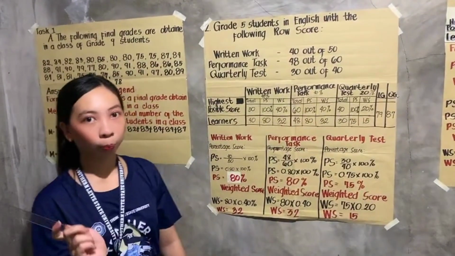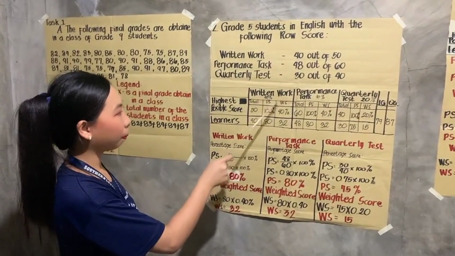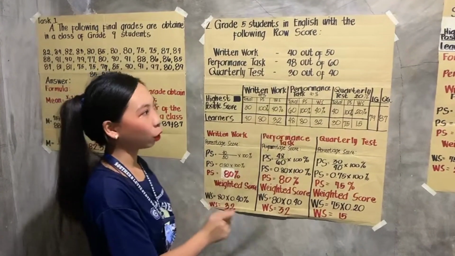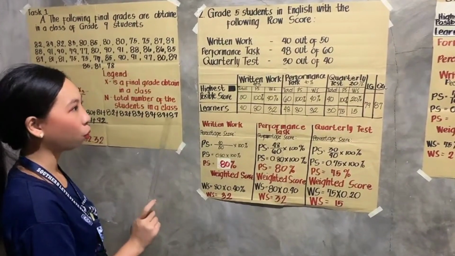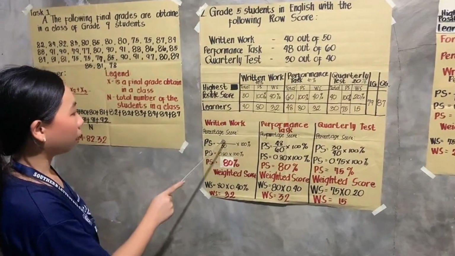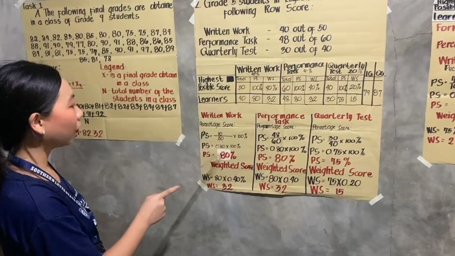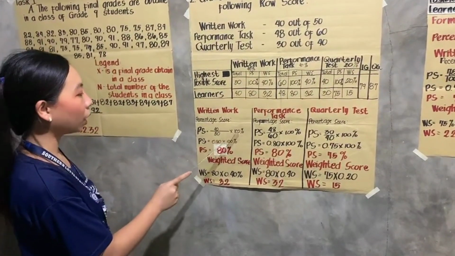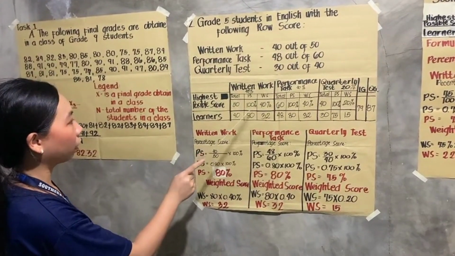So if we're going to get the percentage score, we're going to use the same formula as this. Percentage equals learner's total raw score divided by highest possible score. So the score of the student, which is 40, divided by 50, that will be 0.80. And we're going to multiply it by 100, and that will be 80%. So that is the percentage score, 80%.